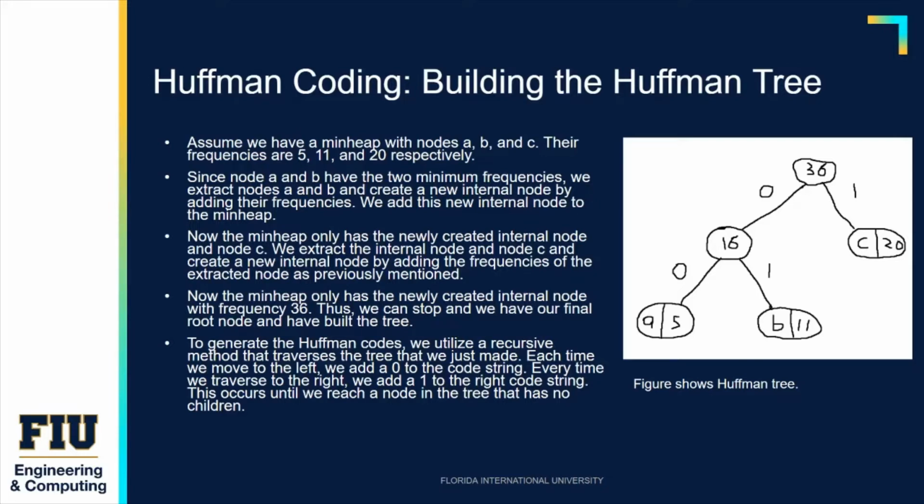Since nodes A and B have the 2 minimum frequencies, we extract nodes A and B and create a new internal node by adding their frequencies. And we add this new internal node to the min heap. As you can see in the figure, we extract nodes A and B, we add their frequencies, and we get a new parent node that has the frequency 16, which is just the result of their 2 frequencies being added. Now the min heap only has the newly created internal node and node C.